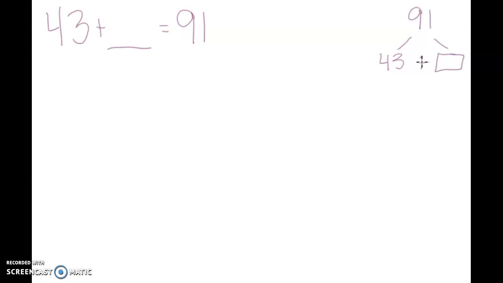Okay, so we've got our math mountain. Now we can solve for what we do know. We know this half of our math mountain. So let's read it. 91 minus 43. So we come over here and we make that equation. 91 minus 43.